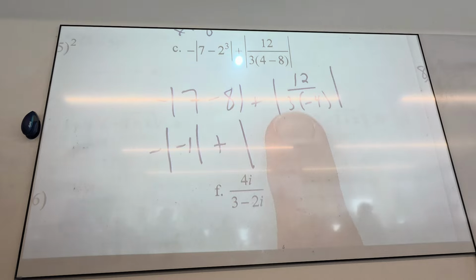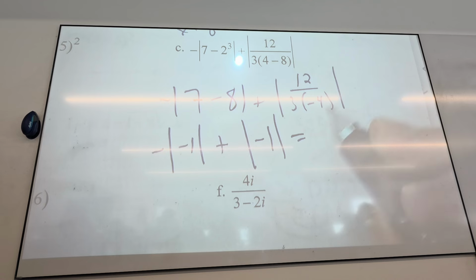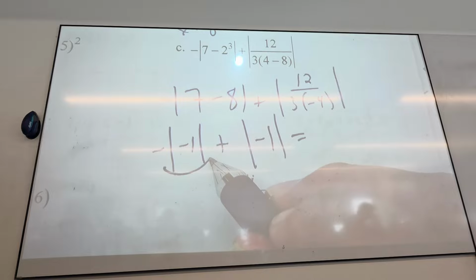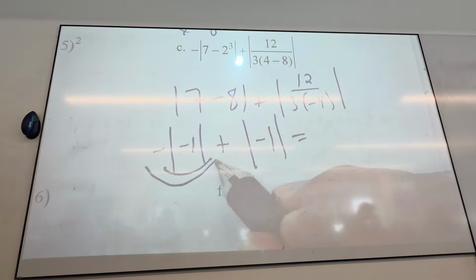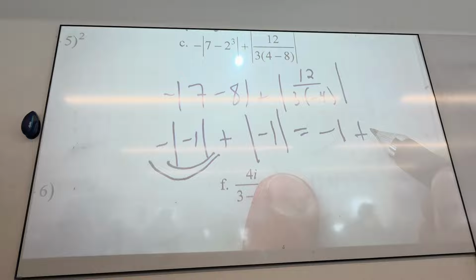Now real quick, down here, 12 divided by -12 is -1. The absolute value of -1 is 1. So what's this? Negative 1. Good, because that's 1 and you put a negative on it. That's -1, and then what's -1?